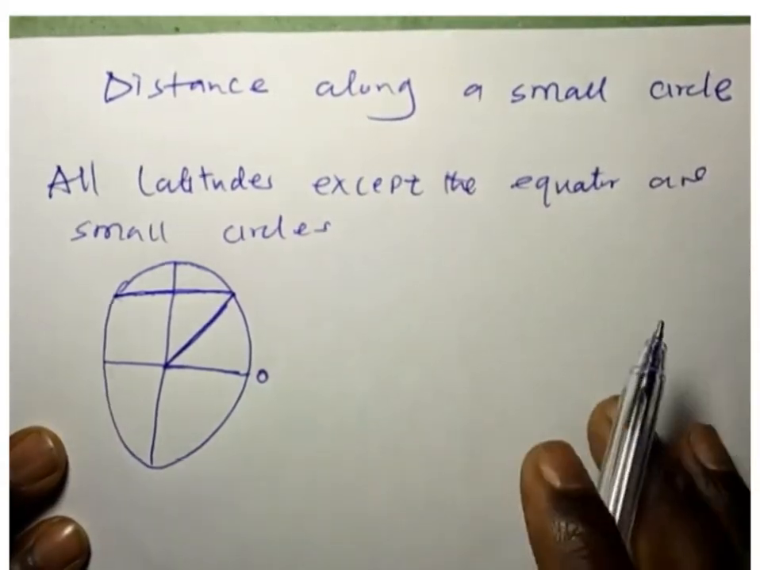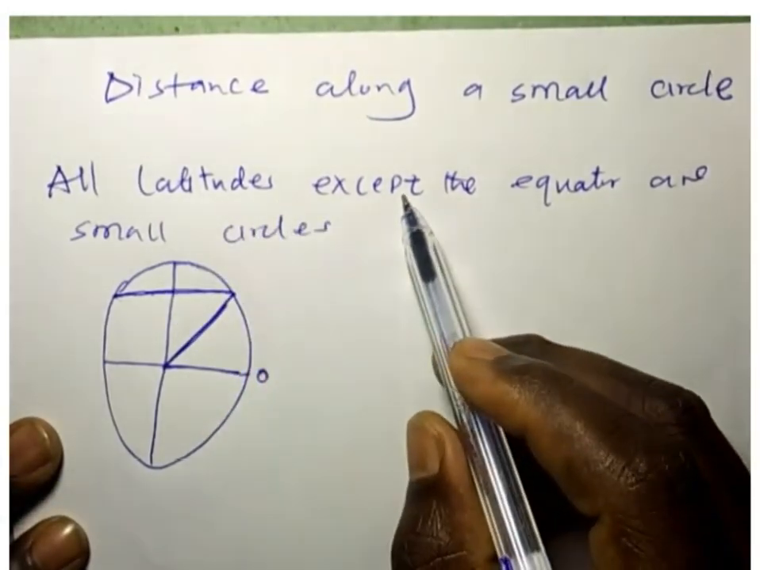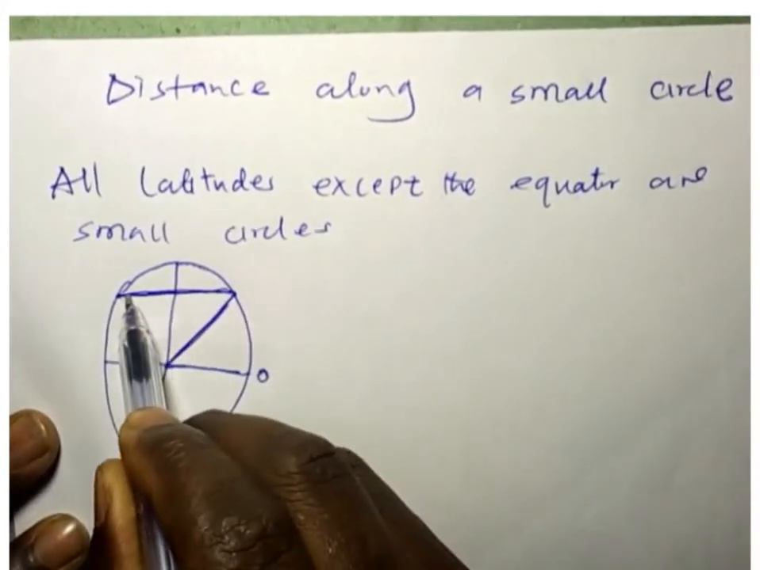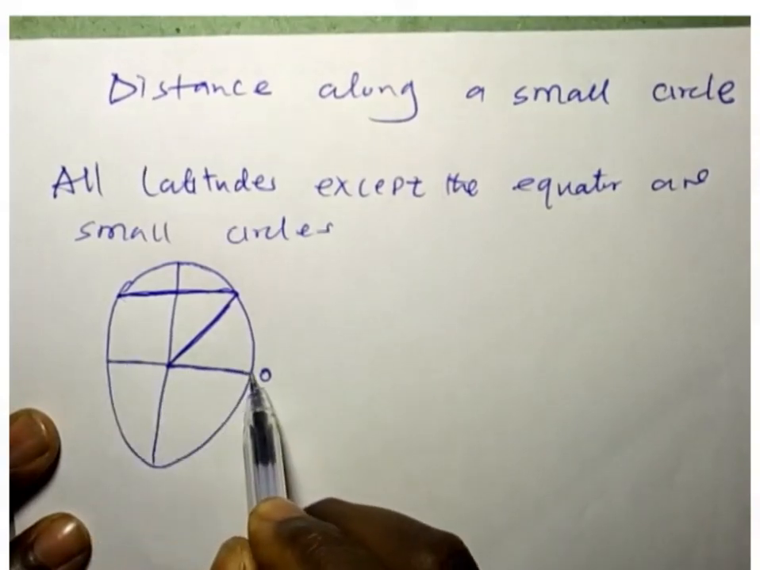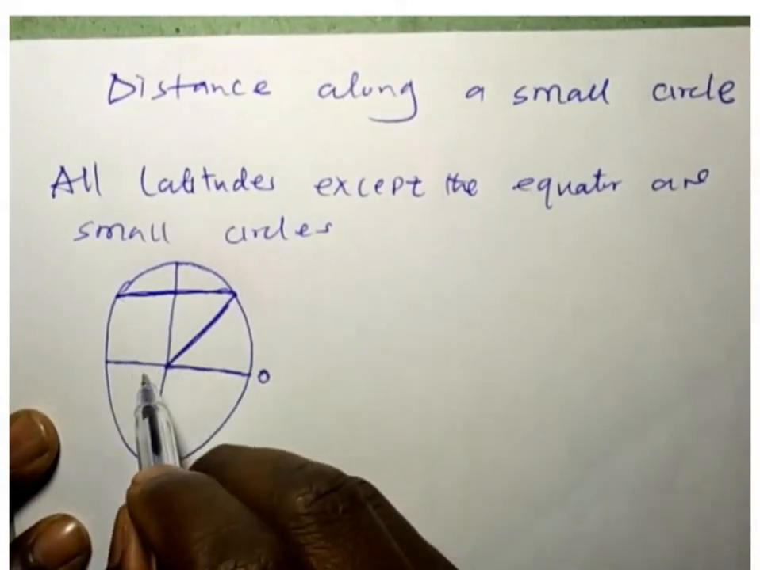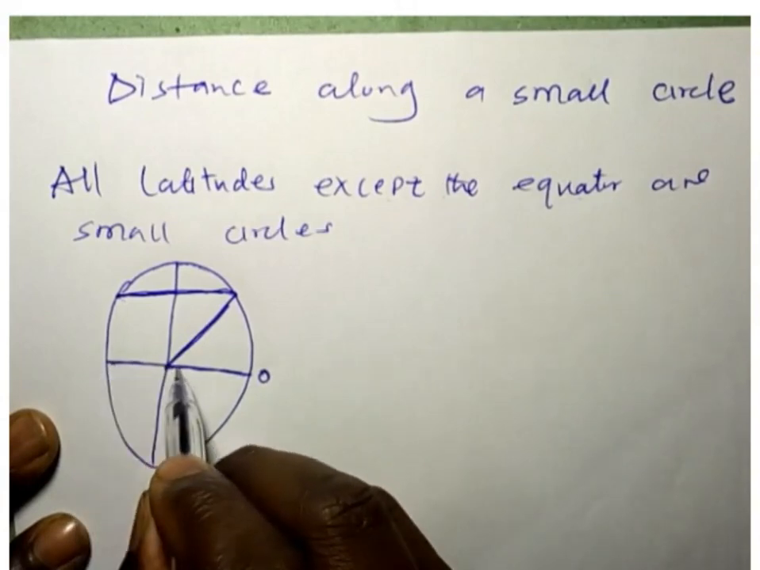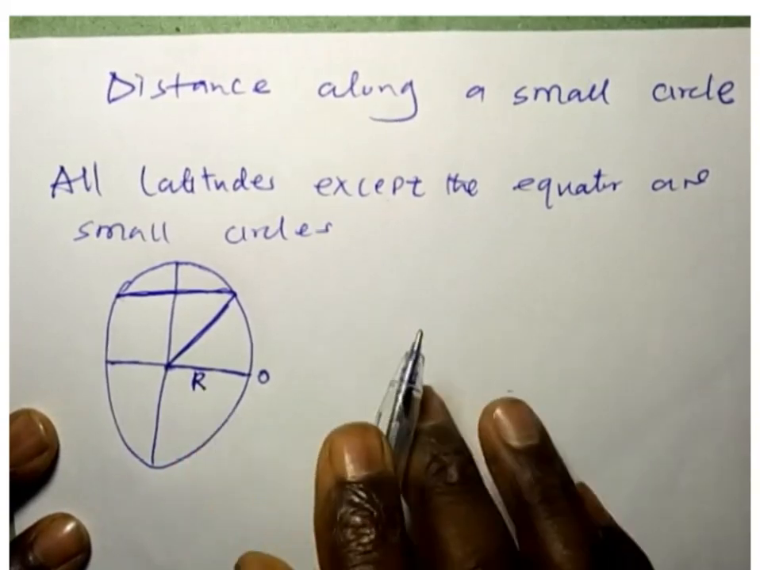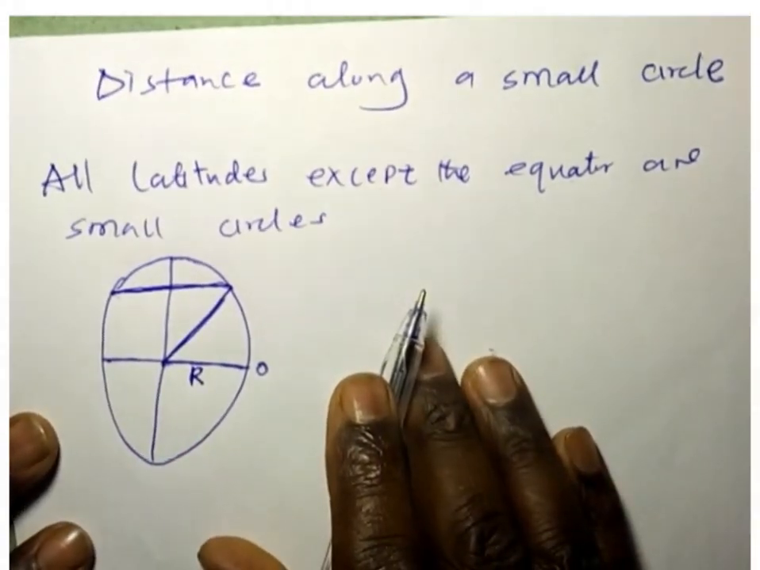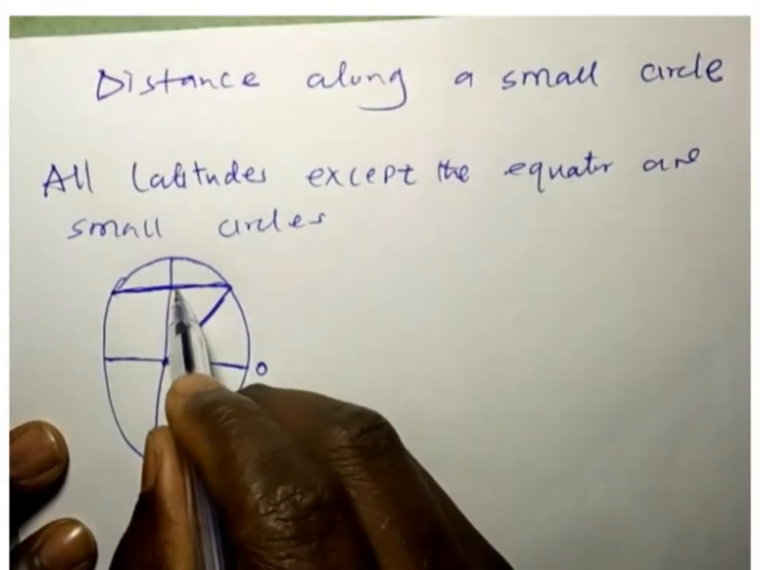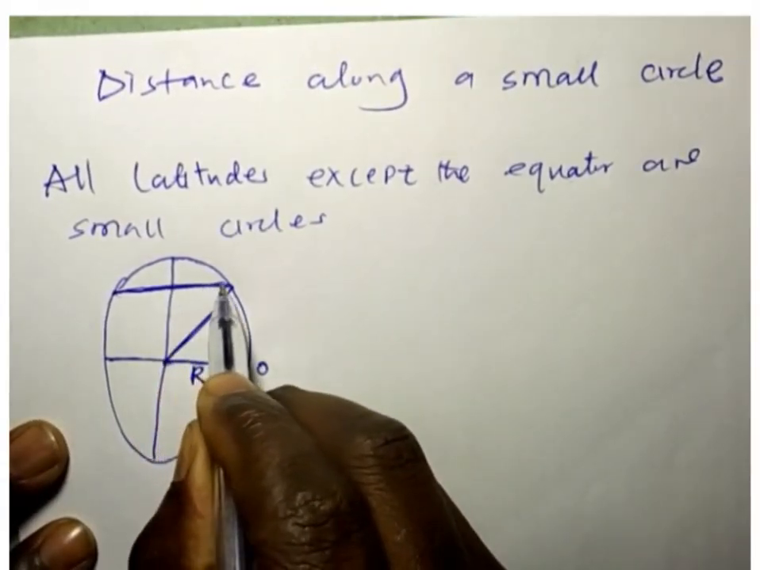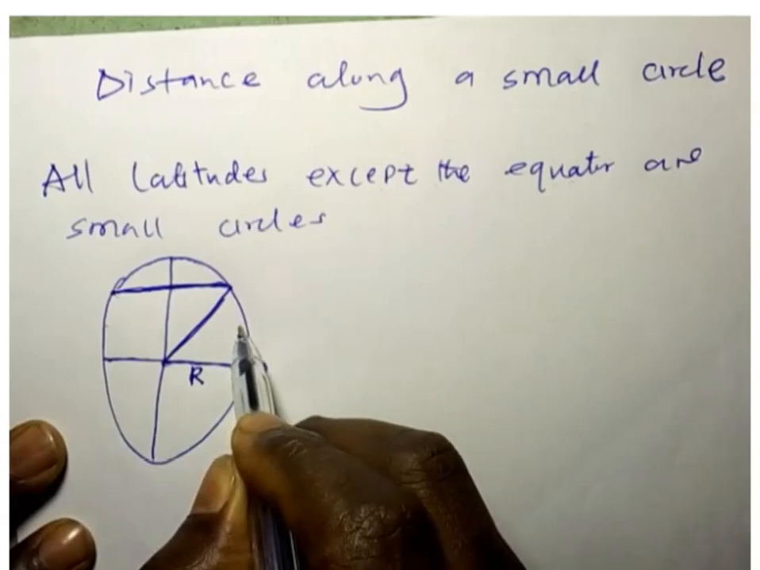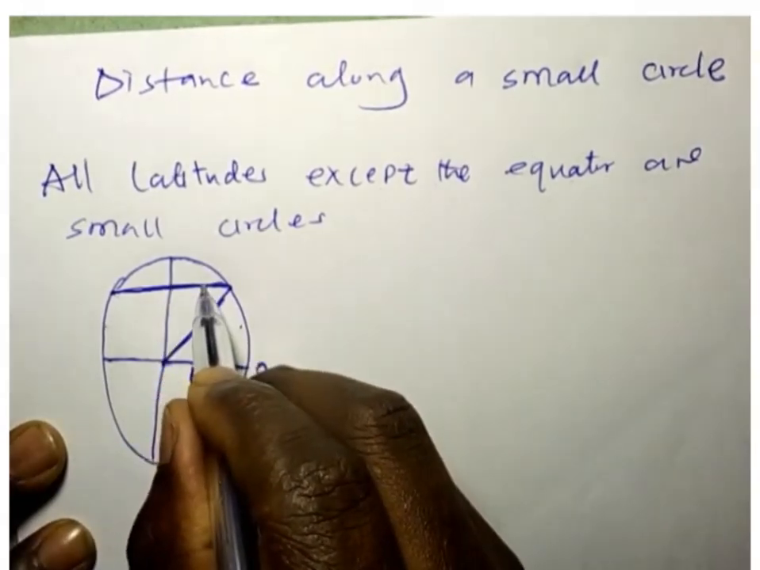Distance along a small circle. All latitudes except the equator are small circles. So this one here is a small circle. But the equator is not a small circle, it's a great circle. We know the radius of the great circle is r, and we know it is 6370 kilometers. But now the radius of the small circle cannot be the same, because the radius here cannot be the same as the radius here, right? So how do we get the radius here?